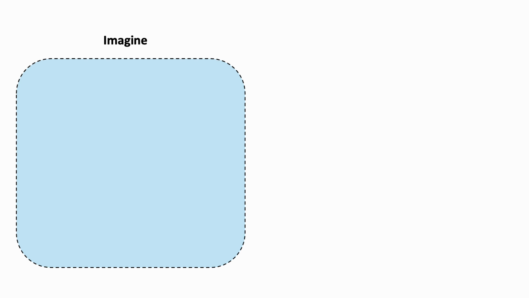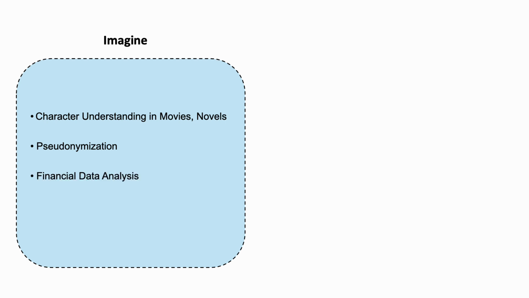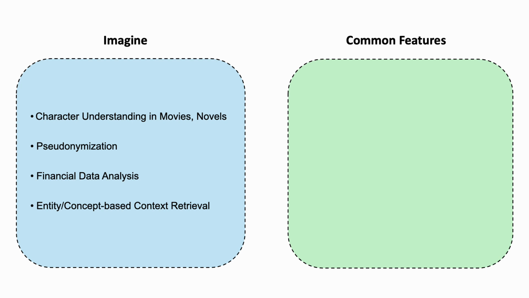Imagine you want to study the characters and their occurrences across a novel or a movie. Or say you want to replace the occurrences of certain entities due to legality issues, perform financial analysis specific to certain institutions, and retrieve chunks of data for RAG purposes based on entity-specific cues. All these applications require explicit coreference resolution as a preliminary step and have the following common features.